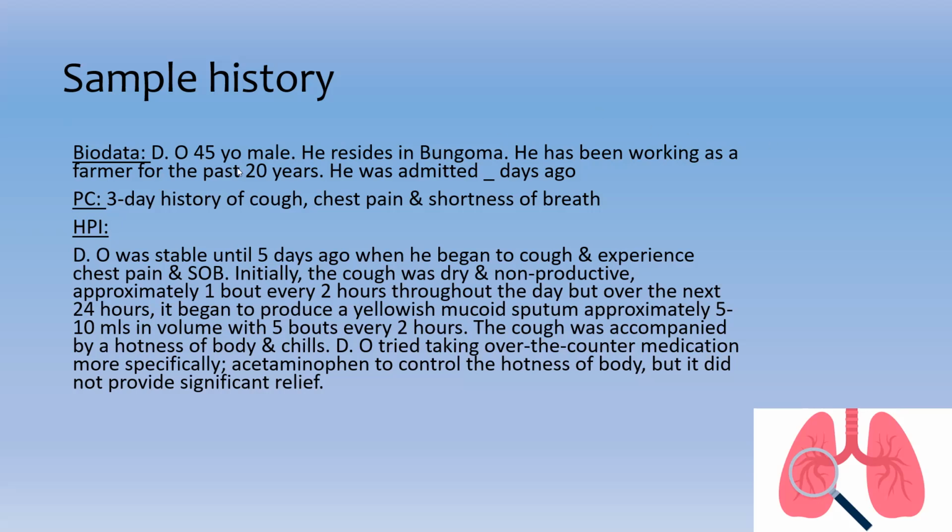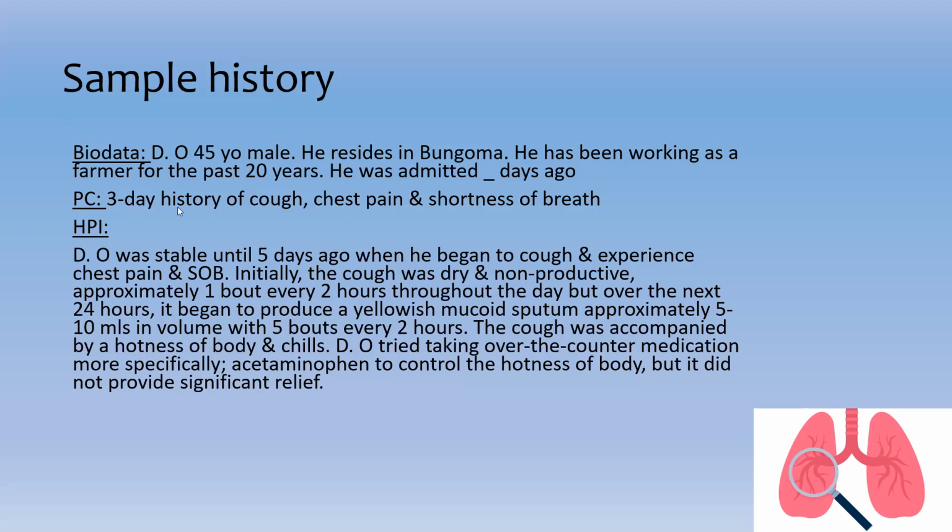So here in the bio data we have initials, or assume it's the name of the patient. We have the age, the sex, where they reside, the occupation and how long they've been doing it, because a few respiratory issues might be occupational diseases. So we want to know how long this person has been doing it and what exactly their job entails. And then we also have when this patient was admitted, X days ago.